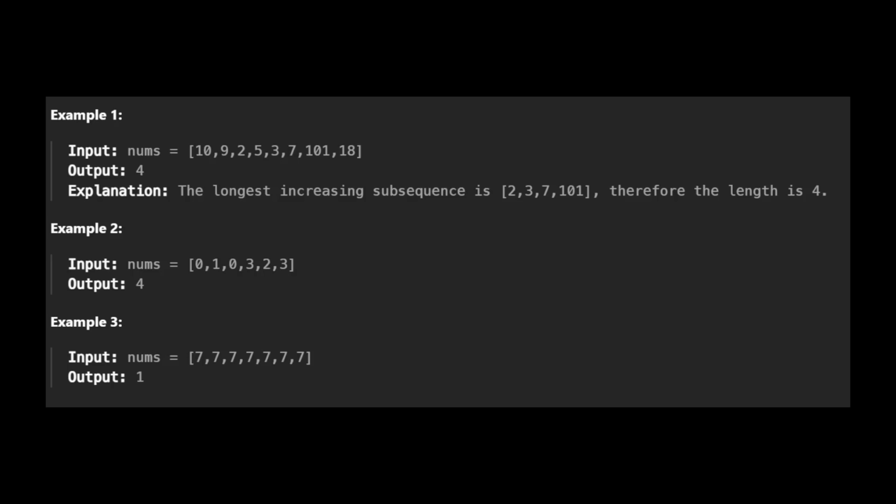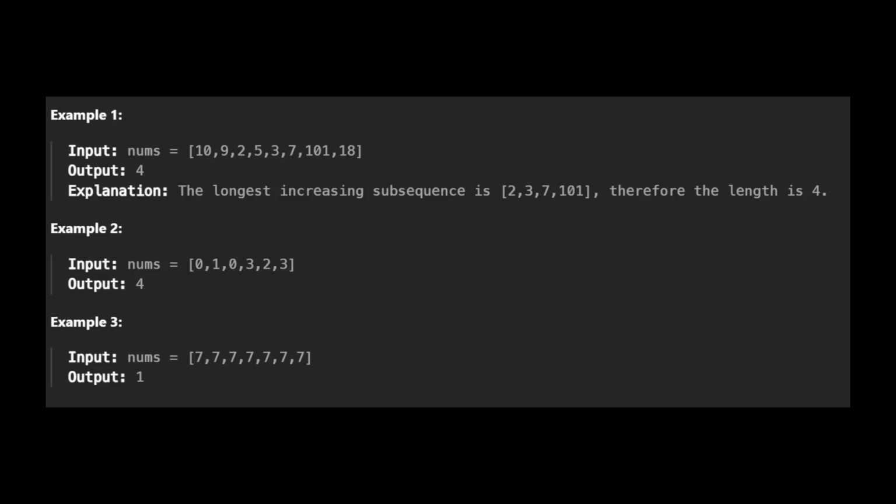As you can see in example 1, our longest strictly increasing subsequence goes from 2 to 3 to 7 to 101 within this array. So our length is 4. In example 2, we've got 0 to 1 to 2 to 3, so from index 0 to index 1 to index 4 to index 5. The length of that increasing subsequence is 4. Finally, we just have an array comprised of 7s. Our longest strictly increasing subsequence is 1.